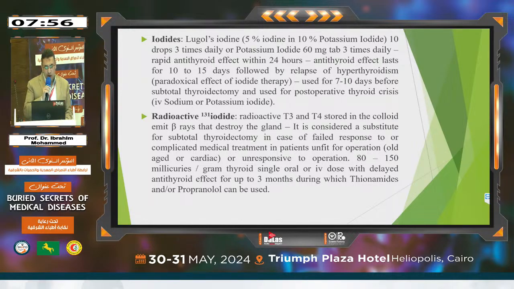Paradoxical effect of iodide therapy: used 7 to 10 days before subtotal thyroidectomy and used for post-operative thyroid crisis, as IV sodium or potassium iodide.